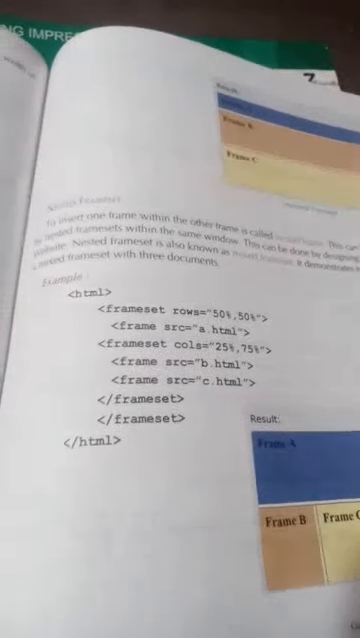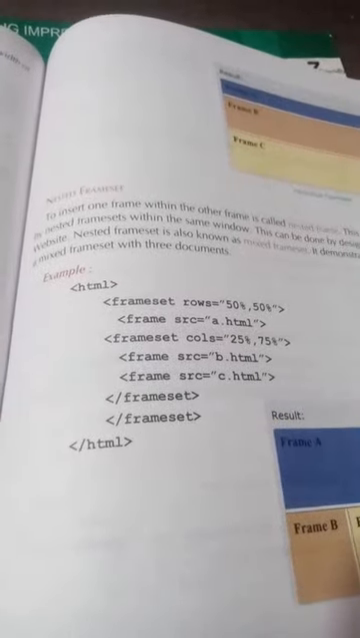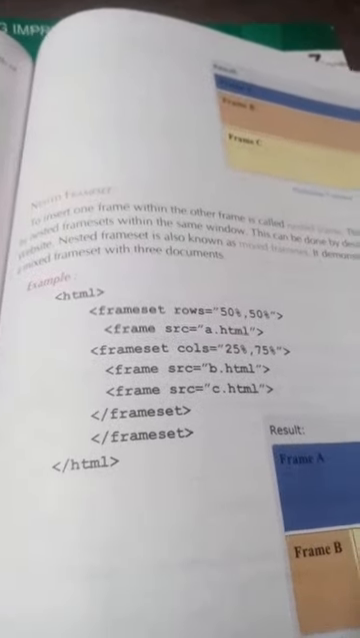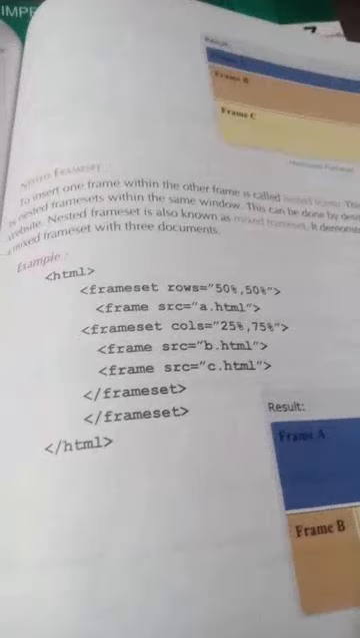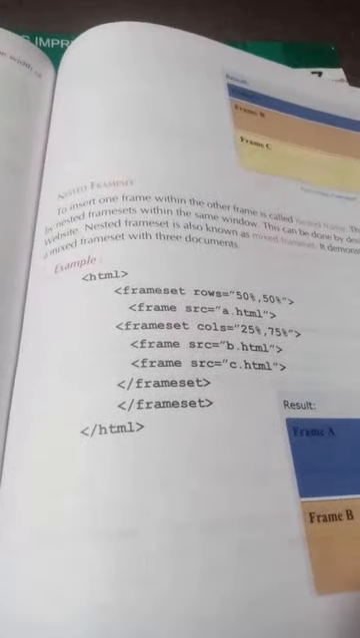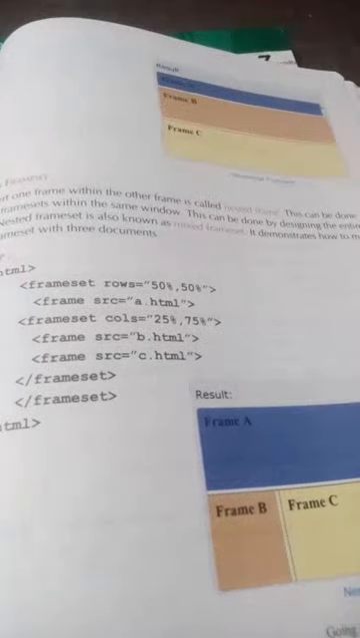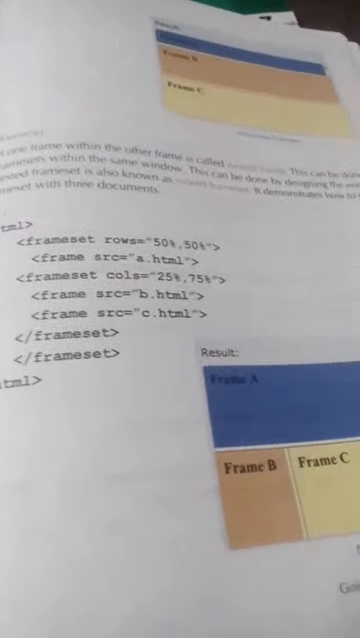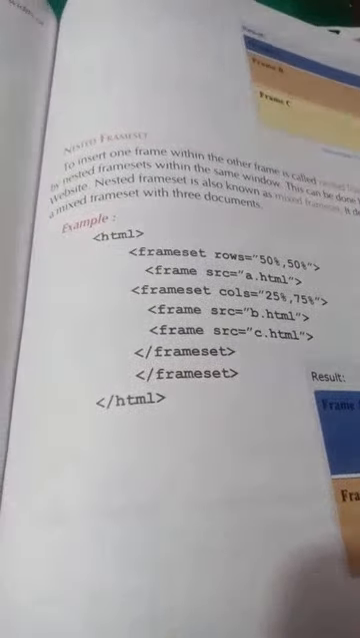When we talk about inserting one frame within another frame, it is called a nested frame. If we have a frameset and need to put another frameset inside it, we can say nested frame. This can be done by nesting framesets within the same window, and by designing the entire website. A nested frameset is also known as a mixed frameset. It demonstrates how to make a mixed frameset with three documents.